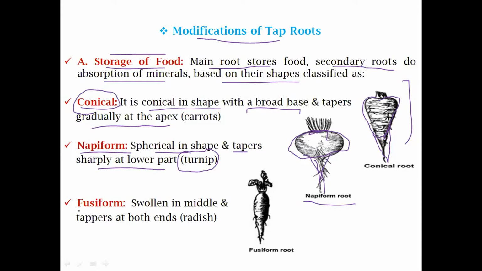Next one is fusiform root. It is swollen in the middle and tapers at both ends of the root. It is found in radish. You can see here, in the middle, it is swollen and it tapers at this end and also at this end. So at both the ends it tapers and in the middle it is swollen. It is found in radish.